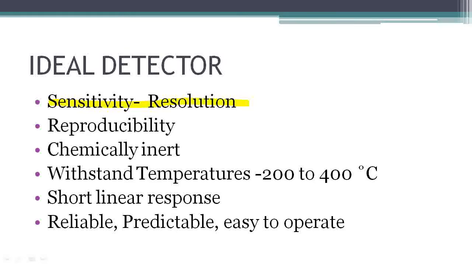Now, an ideal detector should have good reproducibility. That means it can replicate the result. One result came, and when you run the sample again under the same condition, you should get the same result.